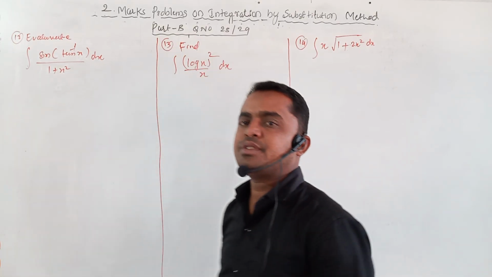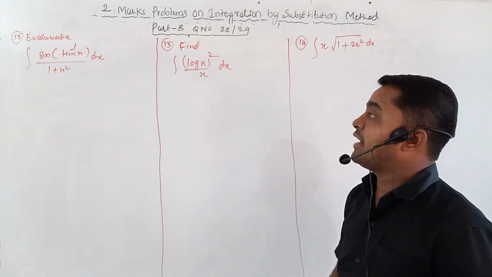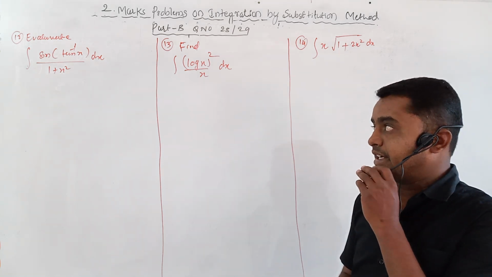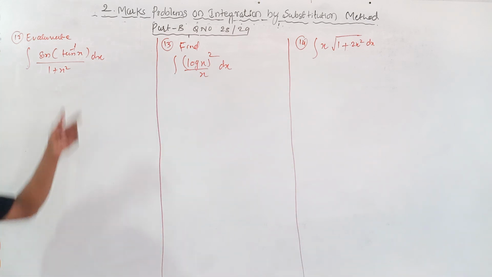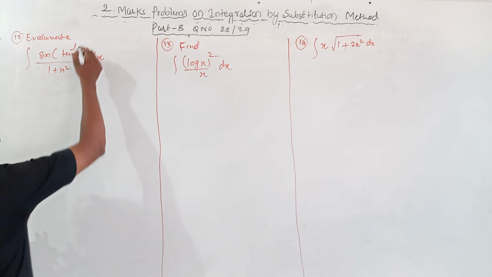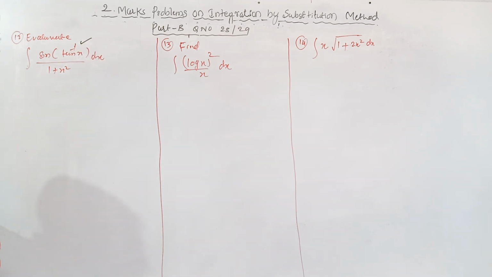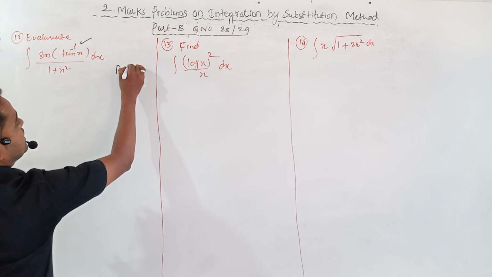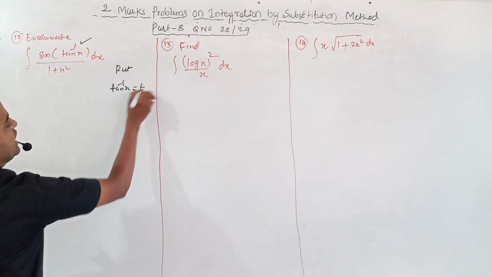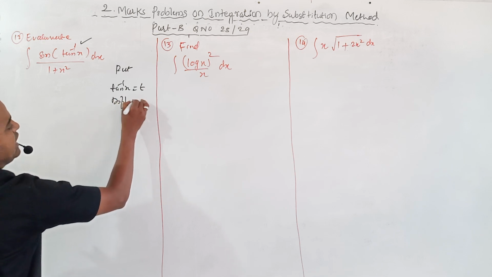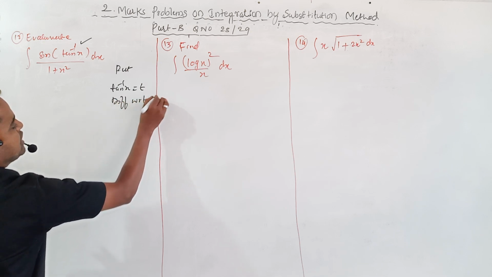Next problem. See here. Evaluate the integral of sin of tan inverse x divided by 1 plus x square. It's very simple. The derivative of tan inverse x is what? 1 by 1 plus x square. Put tan inverse x is equal to t. Differentiate with respect to t.